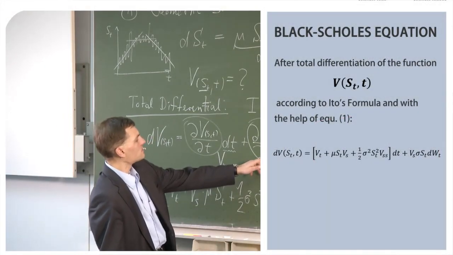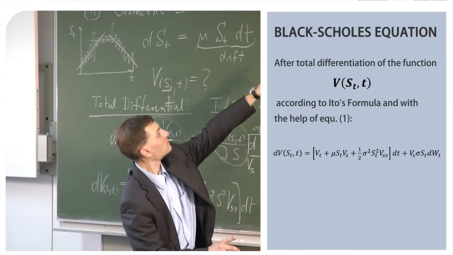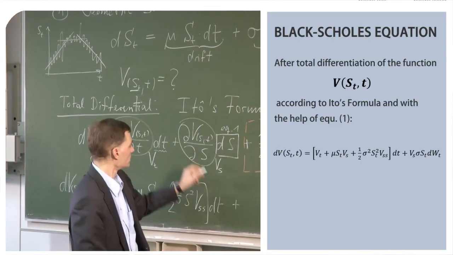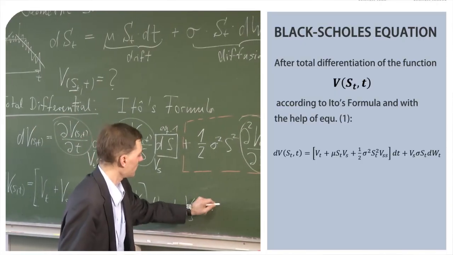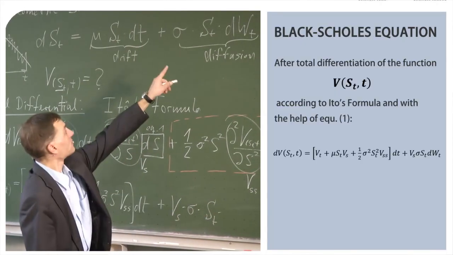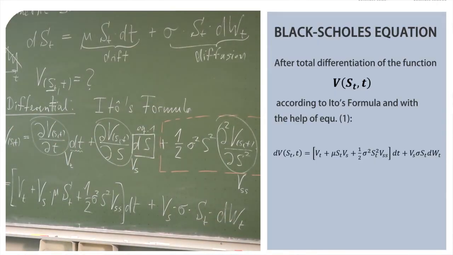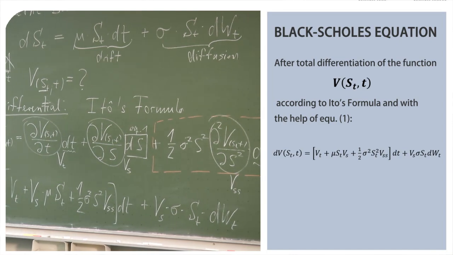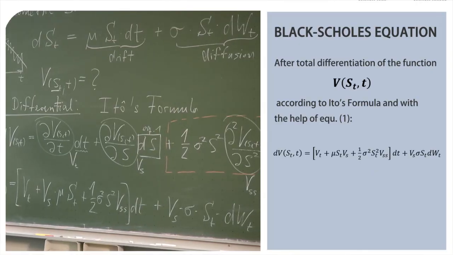But now keep in mind there is one term left, which is this times the second component of my equation. So it's Vs times sigma S dWt. So that's it. And let's call this equation 2. That is my equation 2. Later on I will come back to this. Okay, so now we have equation 2.